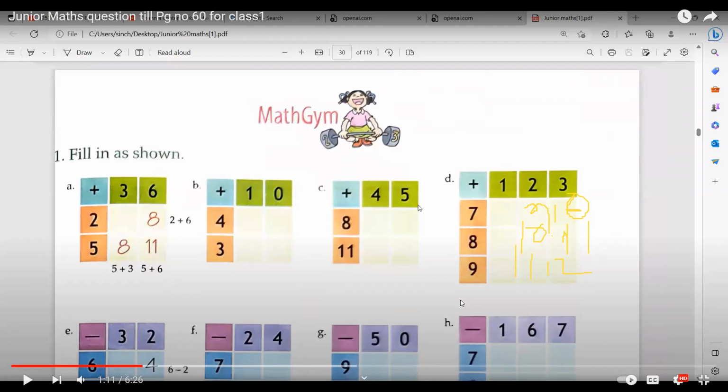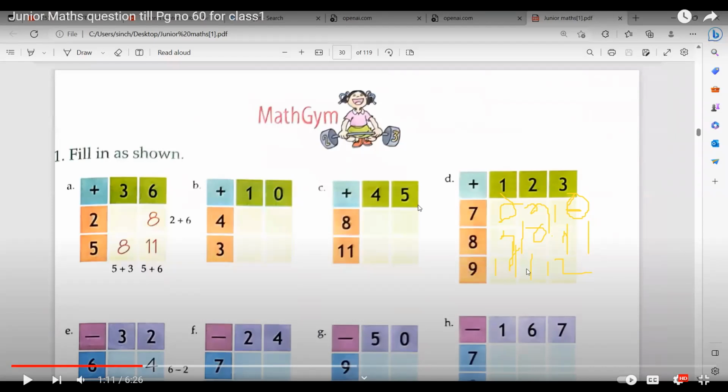1 plus 7. 1 plus 7 is how much? Write it. Very good. The next one. 1 plus 8 is 9. 10. Very good. So 7 plus 1 is 8, 7 plus 2 is 9, 7 plus 3 is 10, 8 plus 1 is 9, 8 plus 2 is 10, 8 plus 3 is 11, 9 plus 3 is 12, 9 plus 2 is 11, 9 plus 1 is 10.